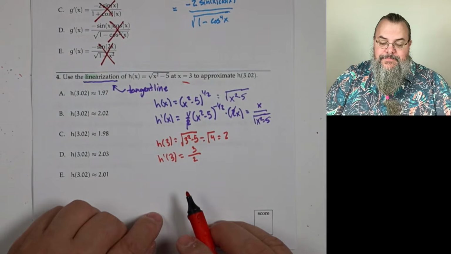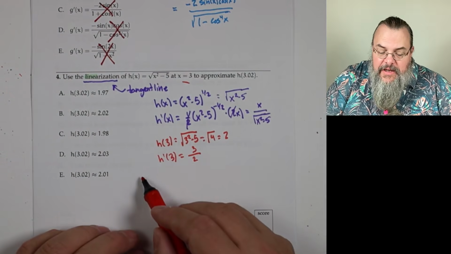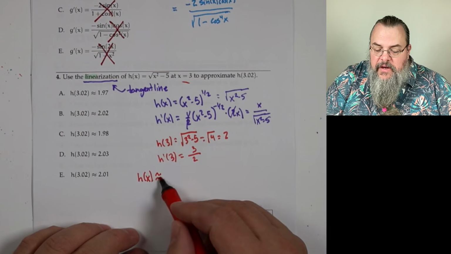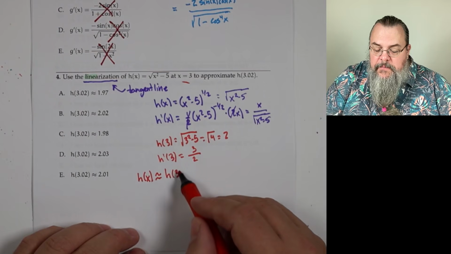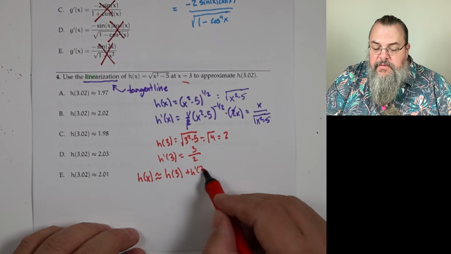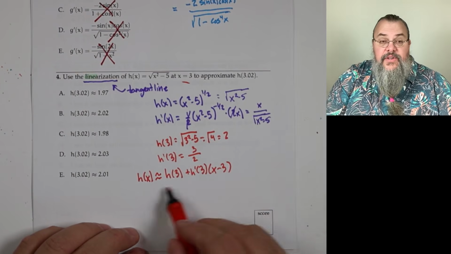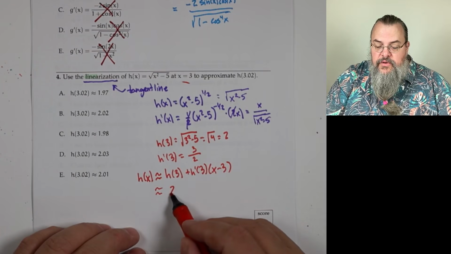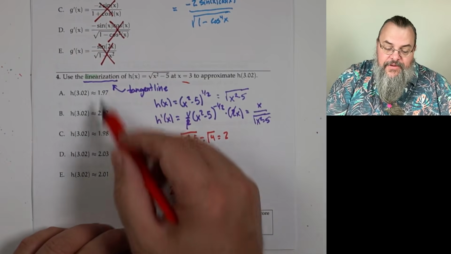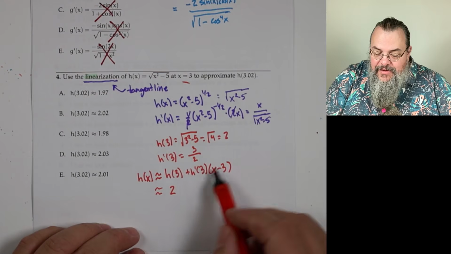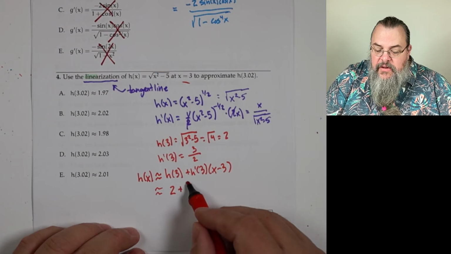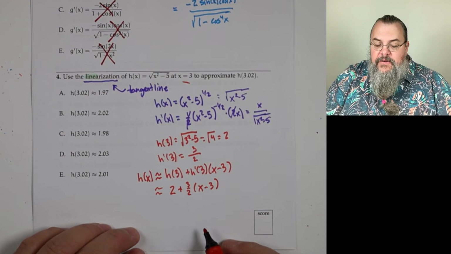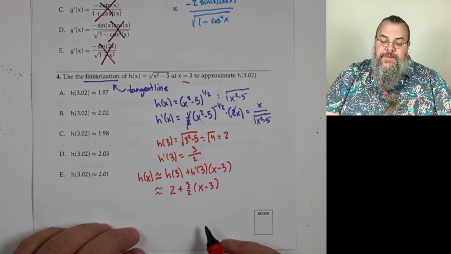All right. So our tangent line is going to give our linearization. So how do you find it? Well, it's h of 3 plus h prime of 3 times x minus 3. So there's the tangent line. For us, that becomes 2, which you'll see most of these are very close to 2. And now this is the important part, plus 3/2 times x minus 3. All right, good, good.